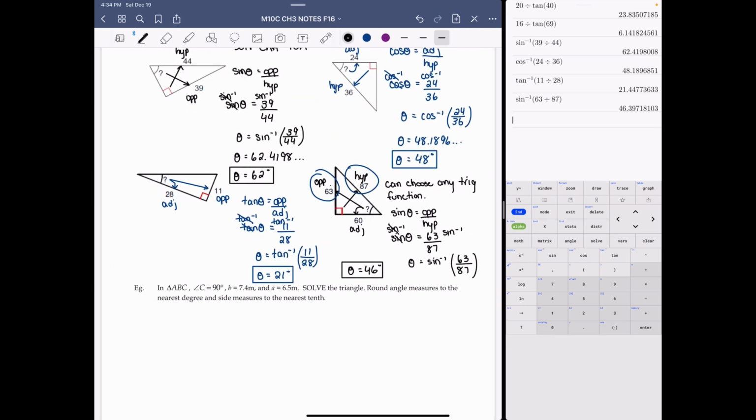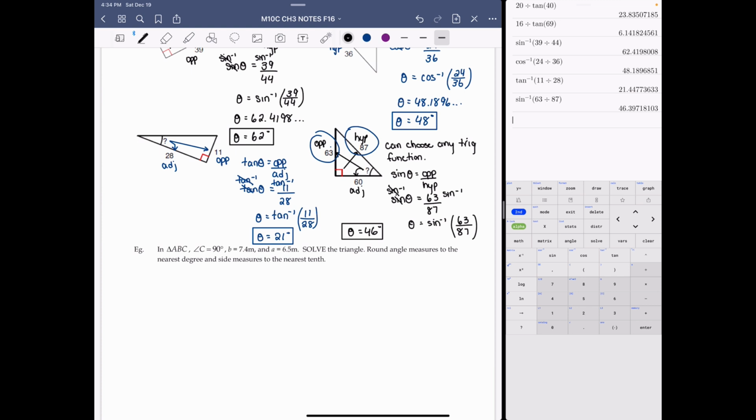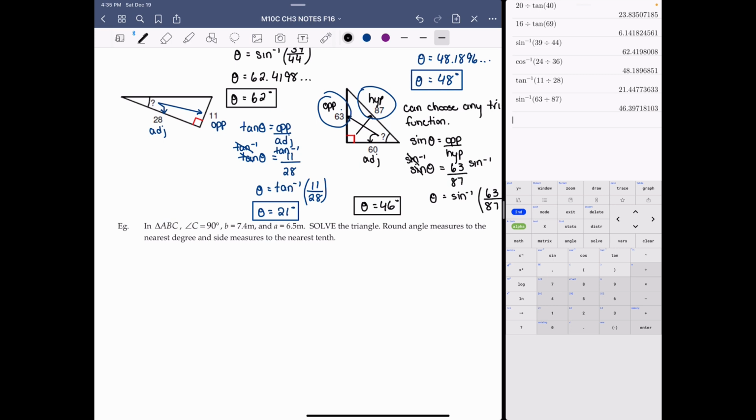In triangle ABC, angle C is 90 degrees, side B is 7.4 meters, and side A is 6.5 meters. Solve the triangle, round angle measures to the nearest degree, and side measures to the nearest tenth. To solve a triangle means to find all angles and side lengths.